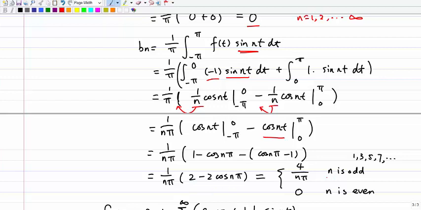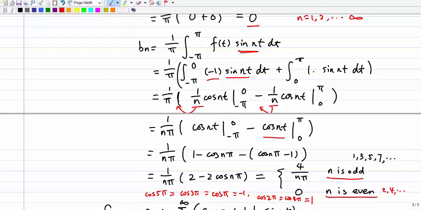In particular, if n is odd, which means n is 1, 3, 5, 7, for example, cosine pi is, we know, negative 1. Of course cosine 3 pi, cosine 5 pi, whatever, will be negative 1. But cosine 0 is equal to cosine 2 pi, and cosine 2 pi equals cosine 4 pi. They are equal to 1. So when it's equal to 1, this is 2 minus 2, which is 0. So when n is even, which means n is 2 and 4 and so on, this will be 0.